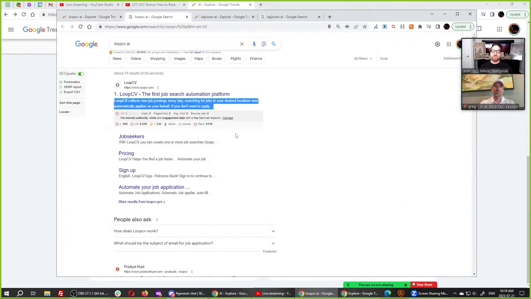It is the first job search automation platform. Loop CV collects new jobs. Basically, it's auto GPT for your CV for applying to jobs. Auto GPT doesn't work all that well, and Agent GPT doesn't work all that well as a general worker, so they made a specific one just to go out there. It's an AI that goes out there and applies for jobs for you. That could really help some people out. If you're working on SEO, have Loop CV apply to every single SEO job out there, and then negotiate.